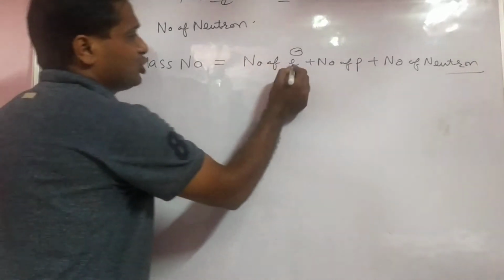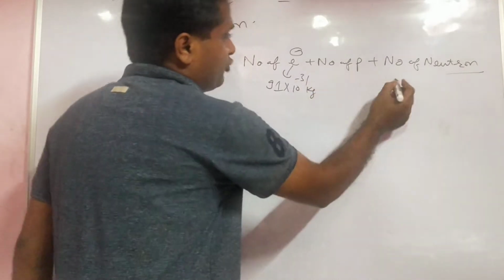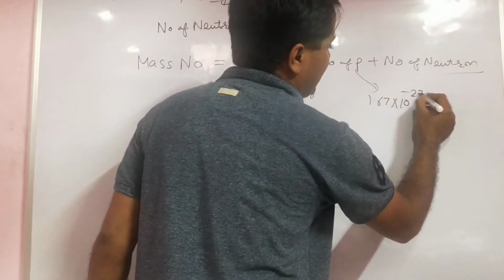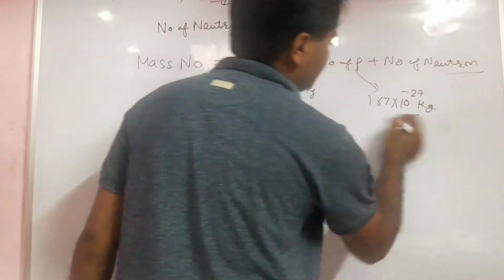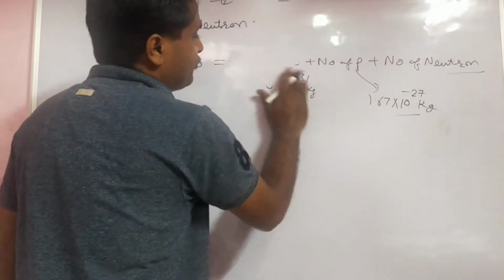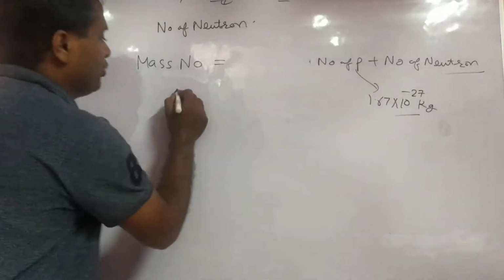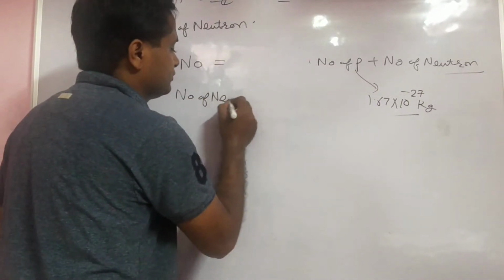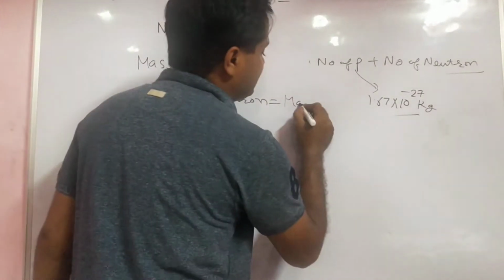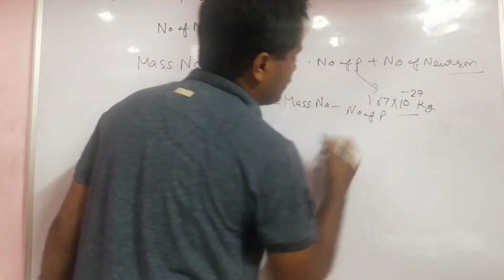You know the mass of an electron is negligible, 9.1 into 10 to the power minus 31 kg, and the mass of a proton and neutron is 1.67 into 10 to the power minus 27 kg. So we neglect the mass of the electron and take only the number of protons and neutrons. This is the formula. And how do you count the number of neutrons? Take the number of protons: the mass number minus the number of protons.